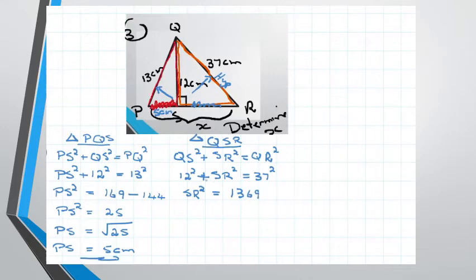1,369. 12 square is going to be 144. Minus 144 on the left, minus 144 on the right. Therefore, SR square, if I'm subtracting those two values from each other, is going to leave me with 1,225. One term left, one term right.